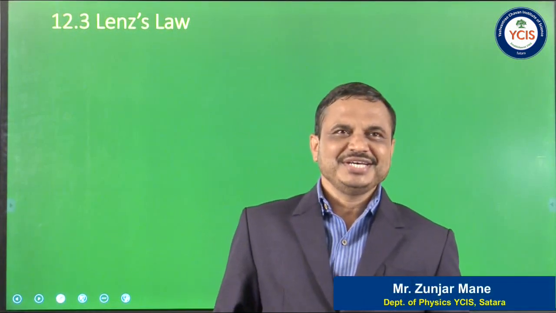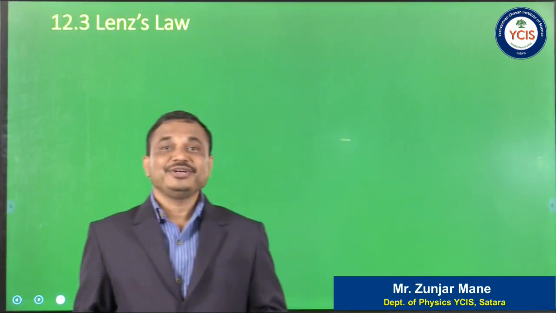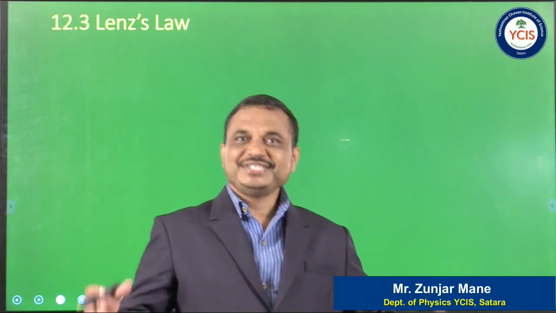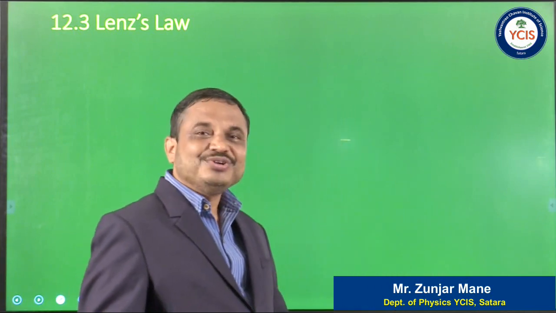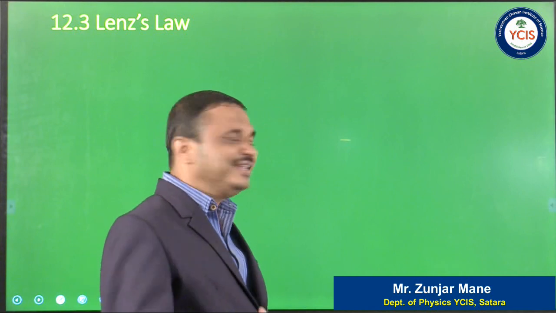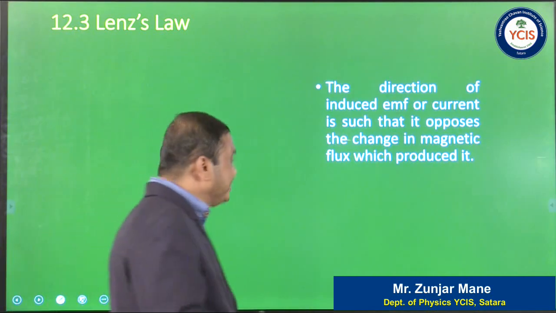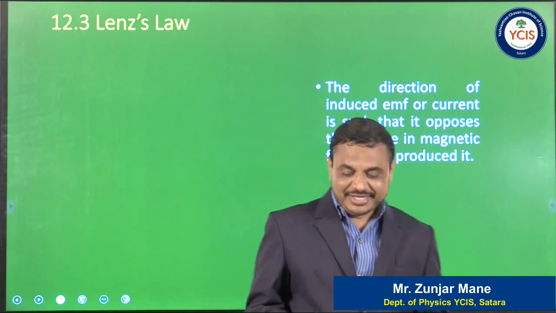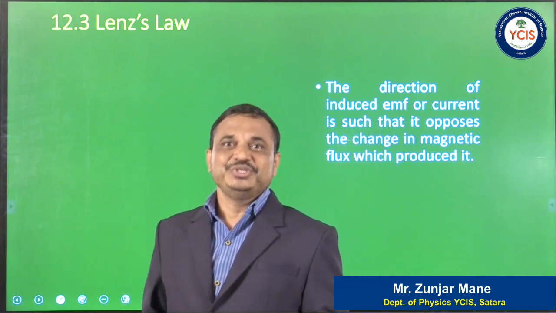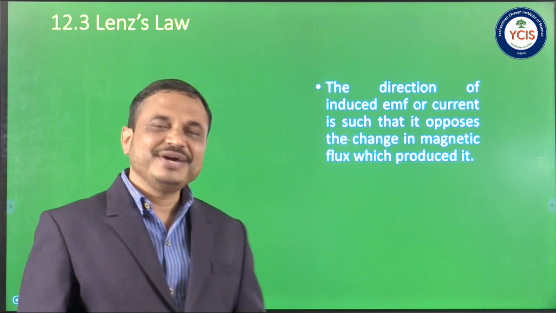In a previous lecture, we saw Faraday's experiment and Faraday's laws of electromagnetic induction. So the next article from this topic is Lenz's law. Let us discuss what Lenz's law is. First we see the statement of that law. This law gives the direction of induced EMF which is produced by the process of electromagnetic induction.